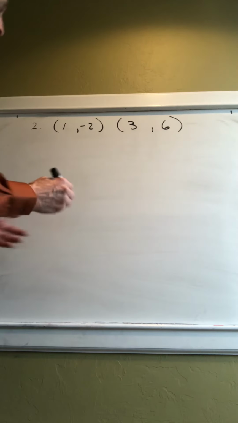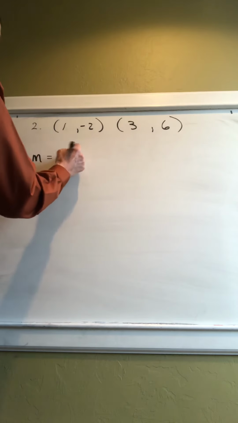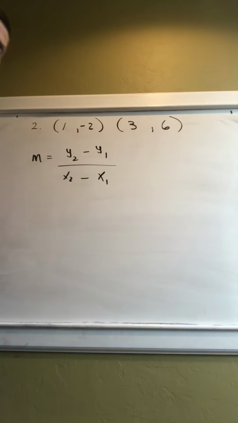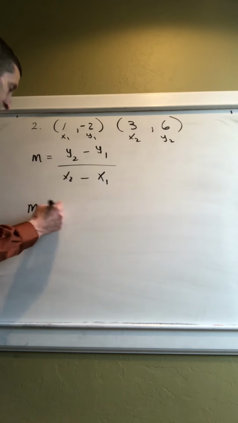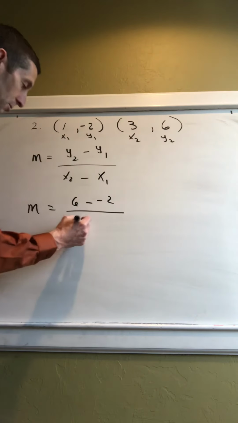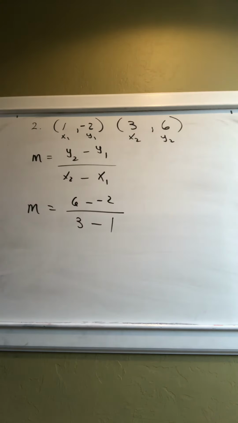So let's find m. We've got a slope formula, y2 minus y1 over x2 minus x1. You've got these ordered pairs. Here's your x1, here's your y1, here's your x2, here's your y2. So we're dropping the ordered pairs in for slope. Y is across the top, 6 minus -2. X is across the bottom, 3 minus 1.